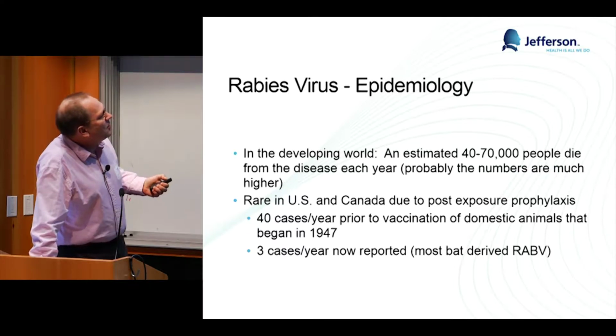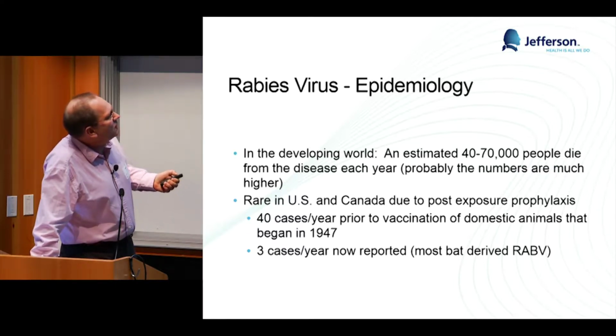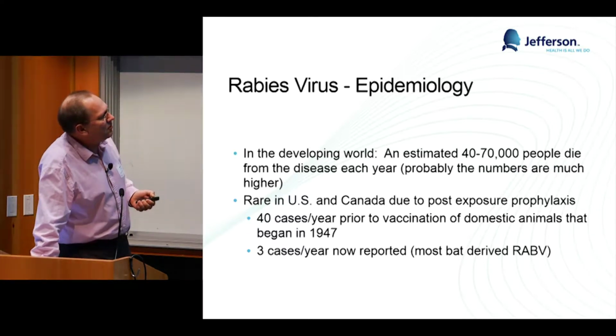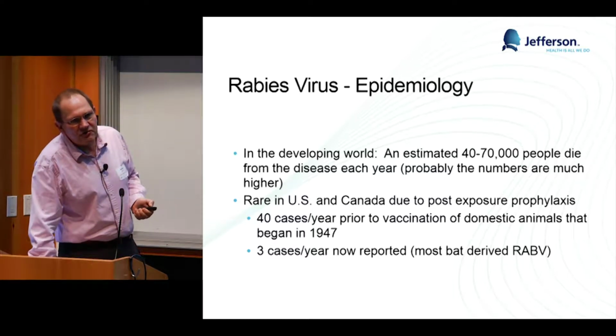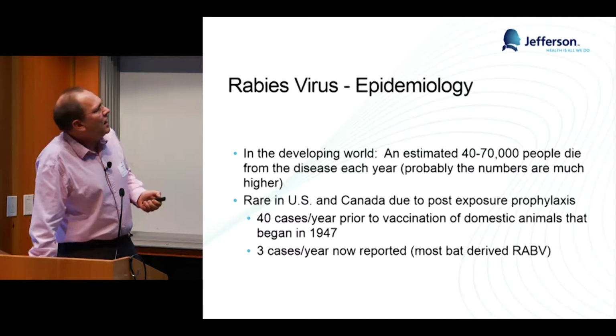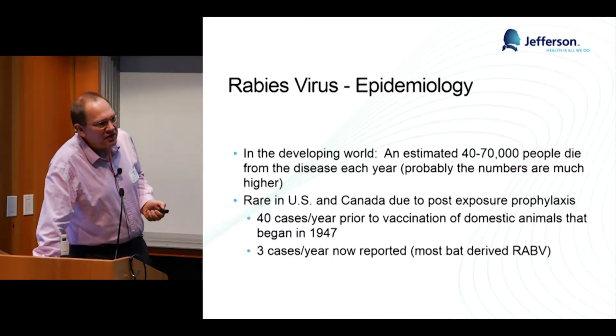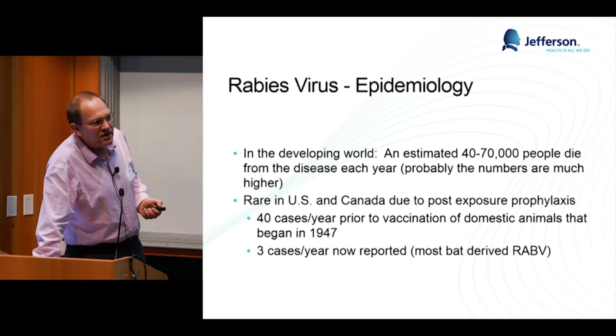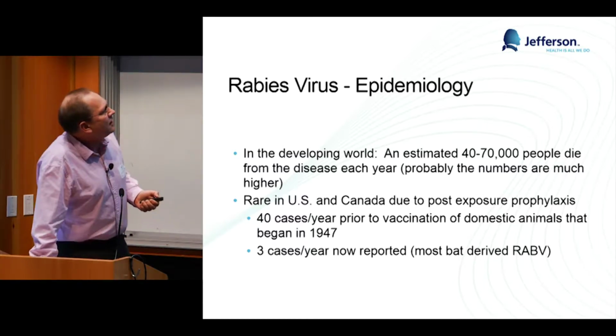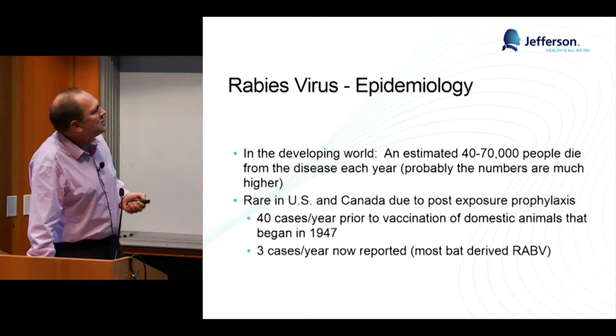In the developing countries, 40 to 70,000 people die from the disease each year. Probably the numbers are much higher, because in Africa we really don't have a good reporting system. When they checked in Tanzania children diagnosed with so-called malaria-induced encephalitis, 10% actually had rabies. That tells you how good that system is.